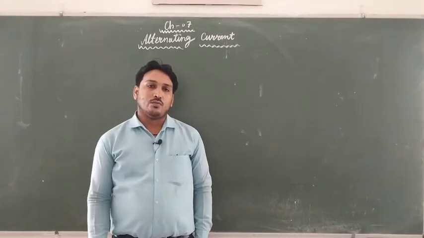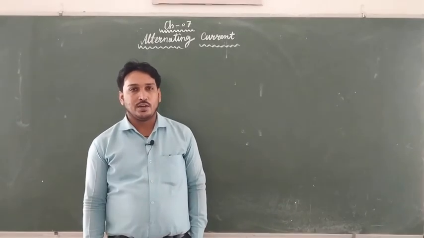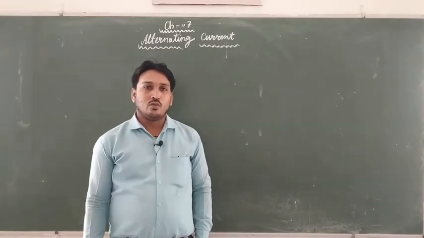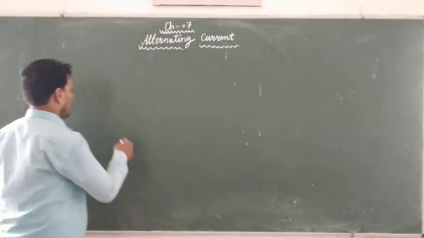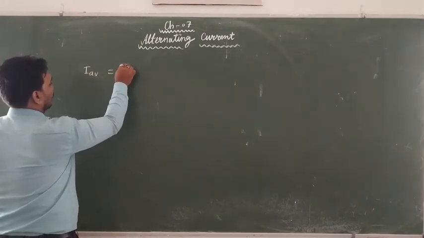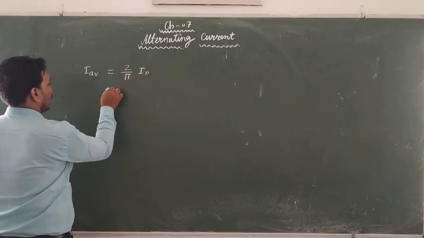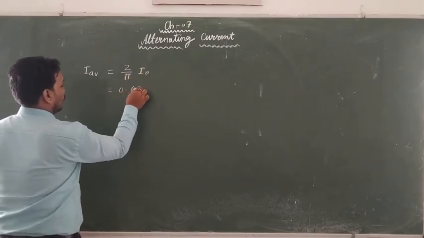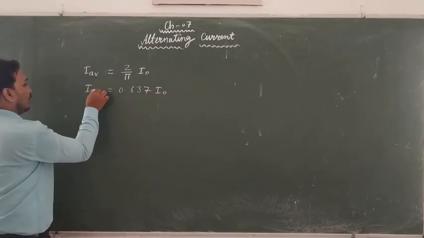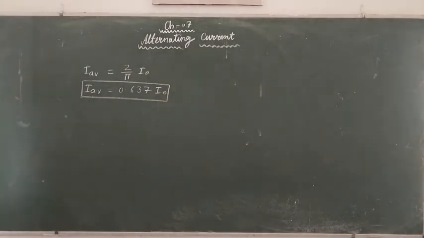Yesterday, in the last video lecture, we discussed the average value of alternating current over one complete cycle, which was equal to 0, and the average value of alternating current over half cycle, I average, which was equal to 2 upon pi into I naught, which in decimals is 0.637 into I naught. So this is the value of I average, and it has been calculated over half cycle.